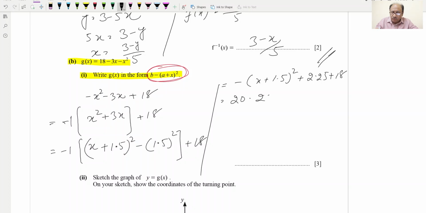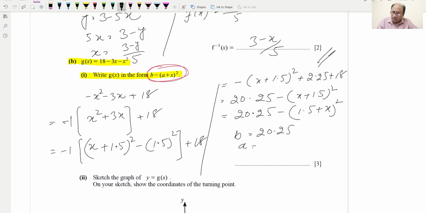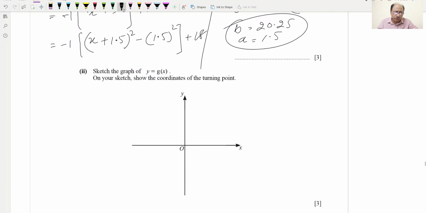So we can write this first, 20.25, and minus x plus 1.5 squared, or a plus x, so we'll reshuffle this as 20.25 minus 1.5 plus x squared. So our values are what? B value is equal to 20.25, and a value will be 1.5. And this is basically our final answer. Now they are saying second part, sketch the graph of y is equal to g of x. For your sketch, show the coordinates of the turning point. So coordinates of the turning point are also required.